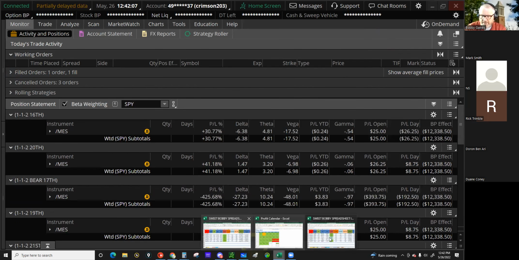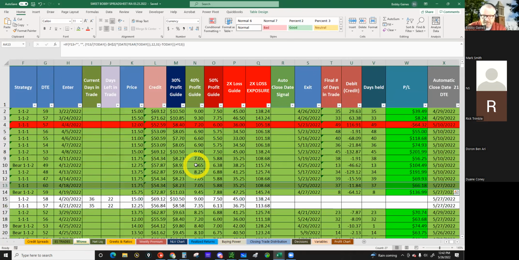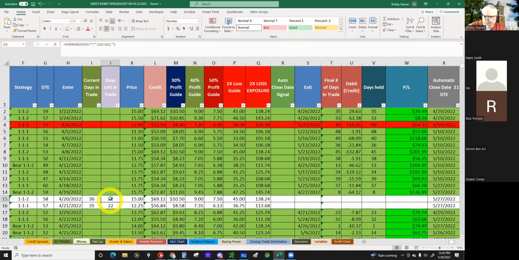One thing we need to realize is that if a trade is getting close to expiration, we need to give him a little more attention. So the great thing about the spreadsheet that I built you guys is it tells us how many days we got left in these trades. So we got some that are coming up on 21 days tomorrow.